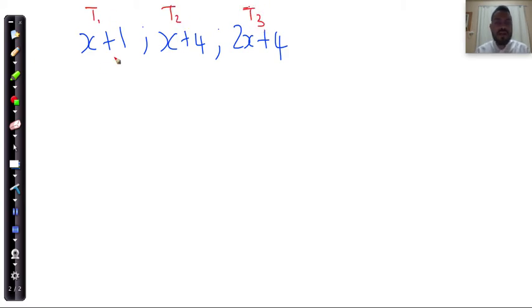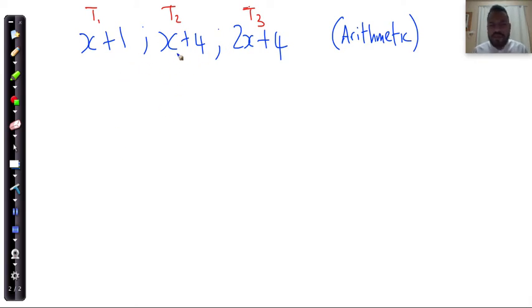Now you are given this, and the question will say something like: given the sequence x plus 1, x plus 4, 2x plus 4, and the sequence is arithmetic. I'm going to put there that they tell you it is arithmetic, and these are the properties that are given. Determine the value of x.